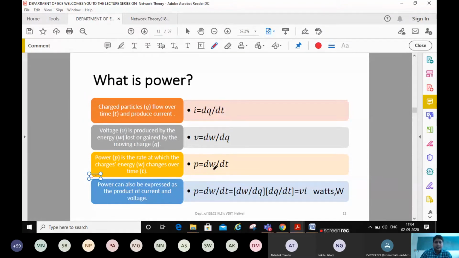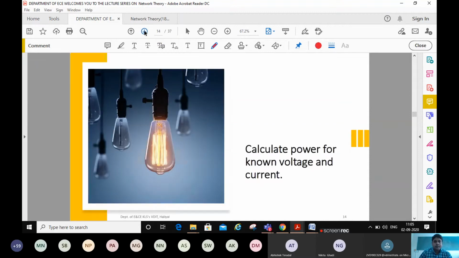So that can be given by dw by dt. So dw by dt, you can rewrite it as what? dw by dq into dq by dt. So that is going to give you voltage into current, that is the watts, right? So in power calculation, we require one concept called passive sign convention. So I will be discussing that right now.